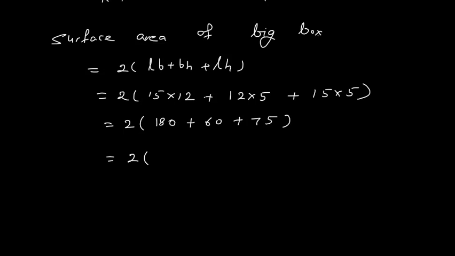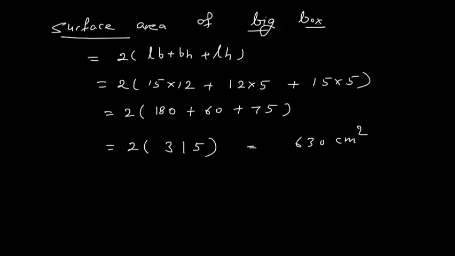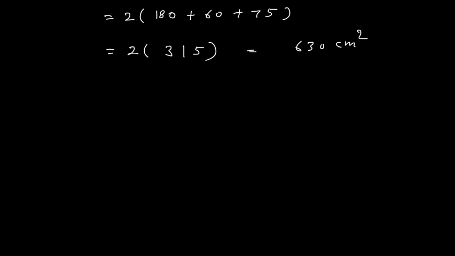So this is 2 into, now 5, 8 plus 6, 14, 14 plus 7, 21, 1, 2, 2 plus 1, 3. So 315 multiplied by 2 is 630 centimeters square. A surface area of big box. Surface area of a small box.